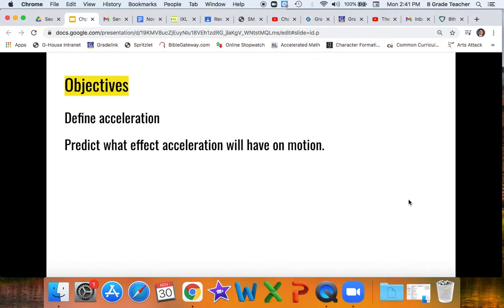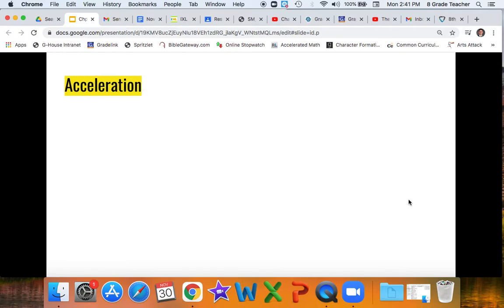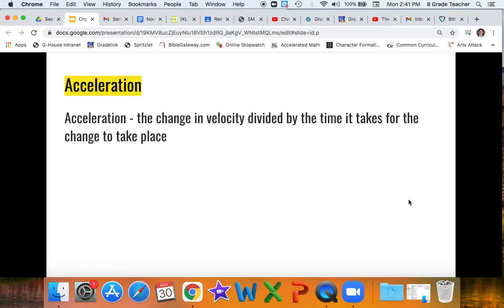Now in today's lesson, our objectives are to define acceleration and predict what effect acceleration will have on motion. We find ourselves on page 288. Let's begin. Acceleration and motion.